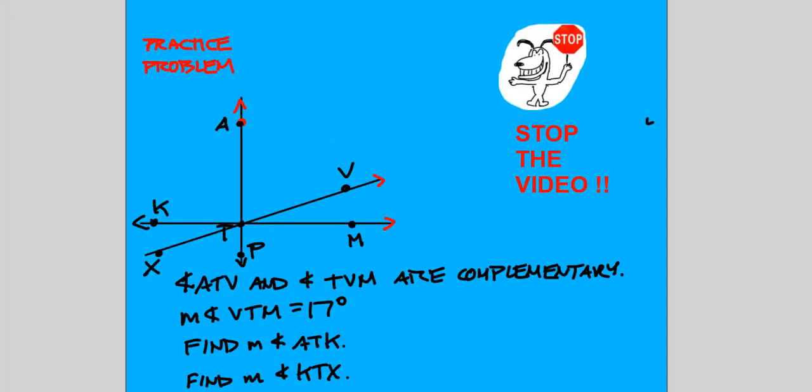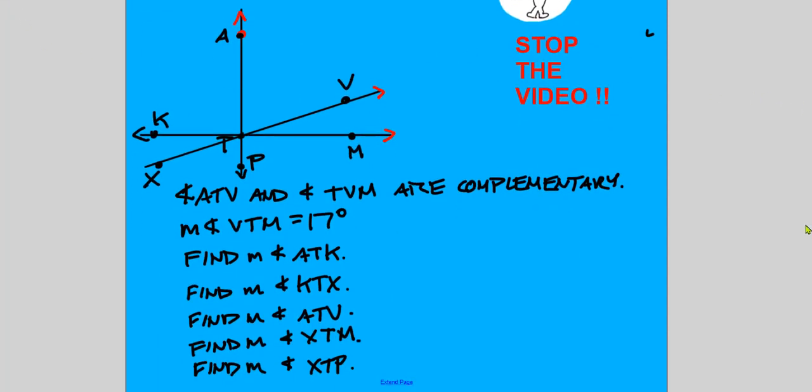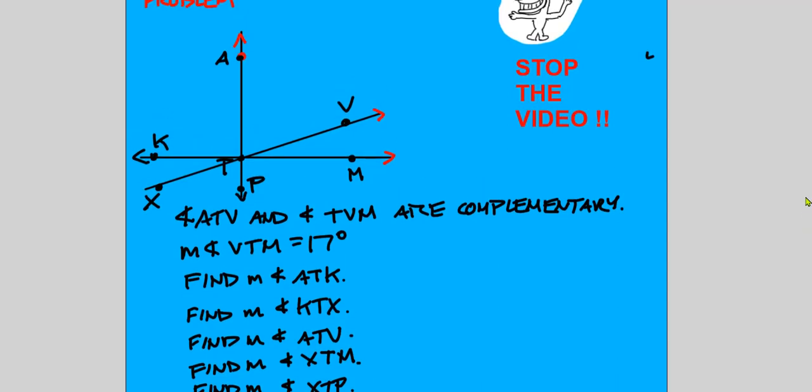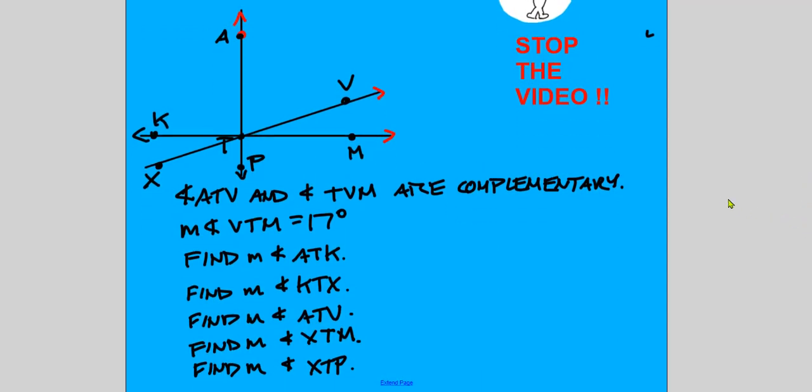Alright, another practice problem. Stop the video. This one's got a little bit more stuff to do. I'm telling you right off the bat that angle ATV and TVM, and that is not written right. TVM is not an angle here, it should be V. Let's fix that. That should be angle VTM because the vertex is T.